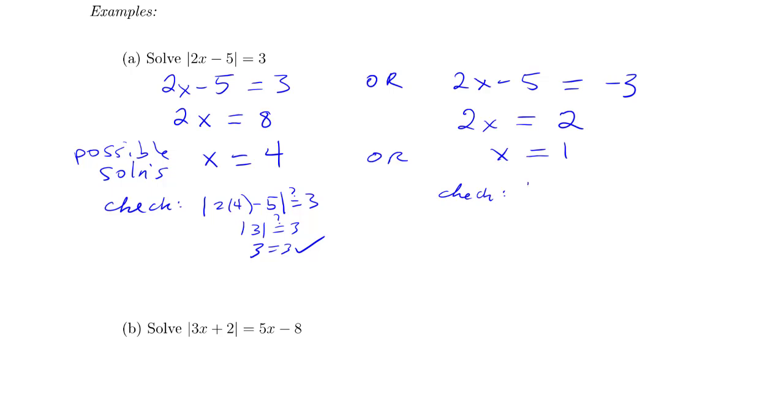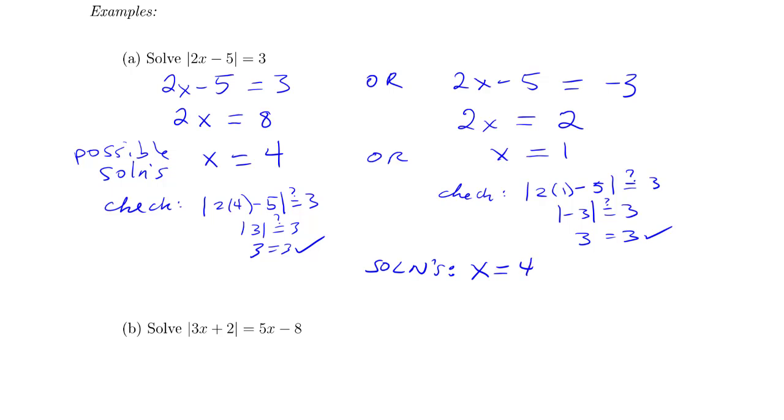Over here, I'll go back to the original. So the absolute value of 2 times 1 minus 5, is that equal to 3? Well, it's 2 minus 5, so that's negative 3, but in absolute value, does that equal 3? Well, yes. 3 equals 3, and so I do indeed get both x equals 4 and x equals 1.